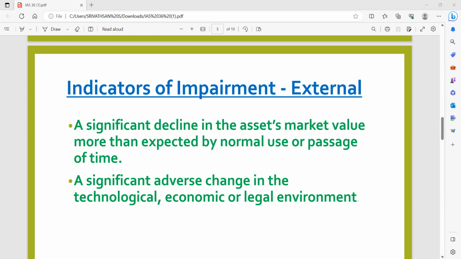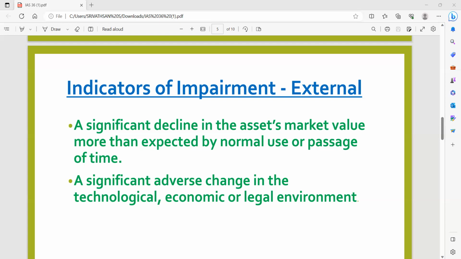The second indicator is a significant adverse change in the technology, economic, or legal environment. So, for example, let's say that a machine with more advanced technology has been introduced in the market. In such cases, the existing machine might go out of date, and with the existing machine you may not be able to cater to the needs of the customers. So in such cases, it is obvious that the existing machinery has been impaired.